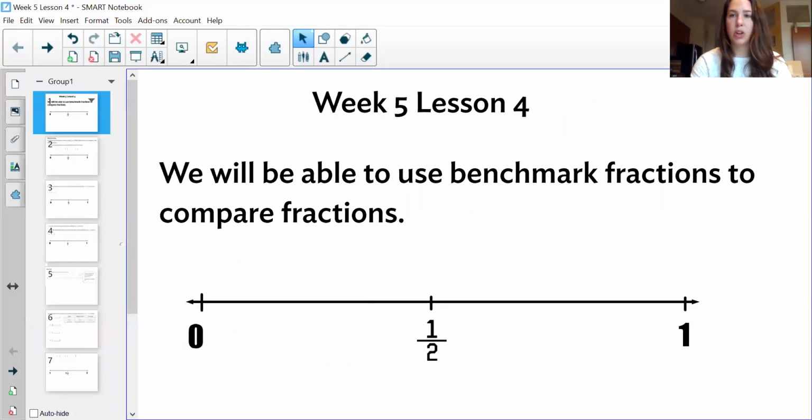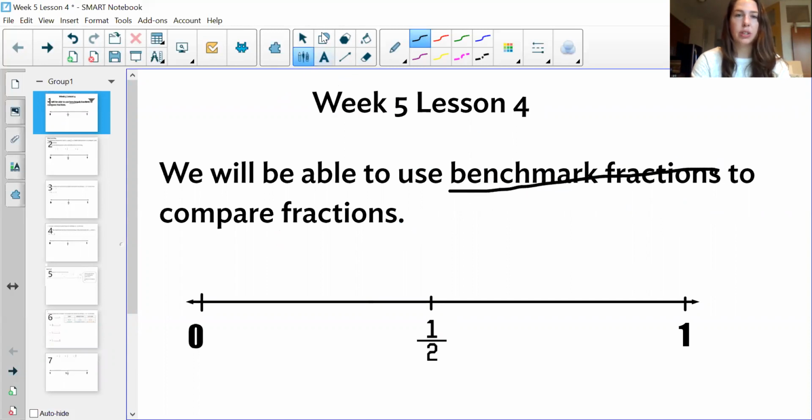While I'm sharing my screen, make sure that you have your packet in front of you. Here we are. For this first part, you guys are just watching. Again, we've done this before, so you're going to recognize a lot of these terms, and a lot of these words are going to be very familiar to you. For today's lesson, we're going to be able to use benchmark fractions to compare fractions.